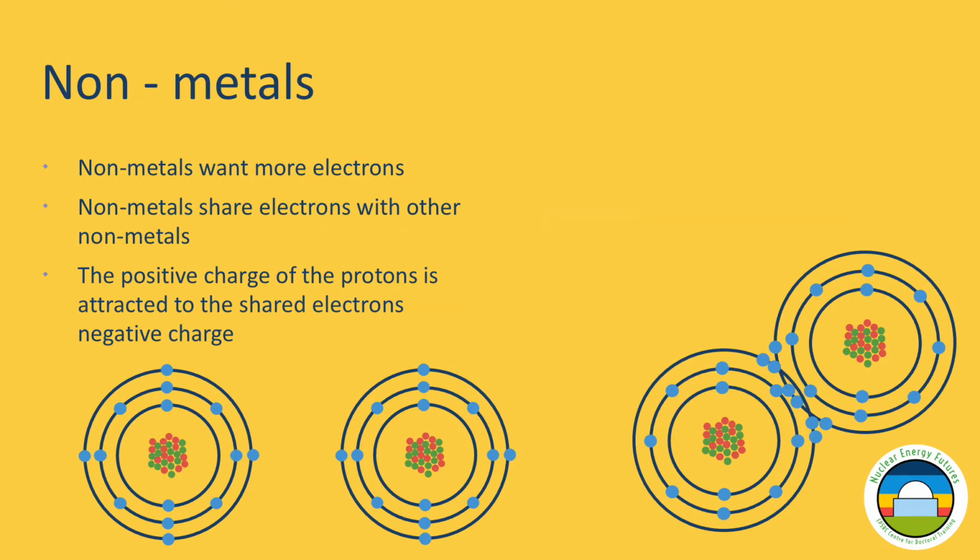In non-metals, all our non-metals always want more electrons, but they can't give them up, so they share them. So non-metals share electrons with other non-metals, and then the positive charge of the protons in the nucleus is attracted to all of those shared electrons in the middle, and that is how they bond together.